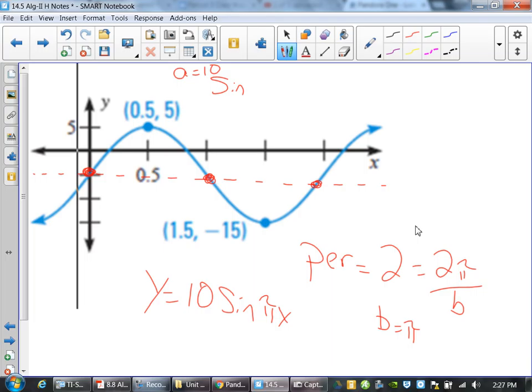Wait, there's no shift? Minus 5. Sorry, forgot. And notice I didn't put it in parentheses, so that's okay. And I could have written negative 5 plus 10 sine pi x, and it would have been fine as well.